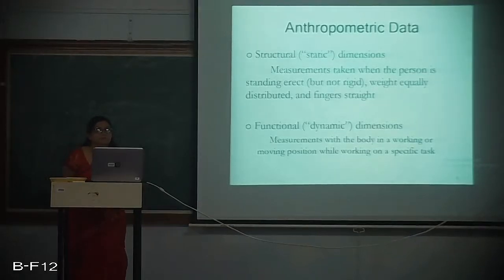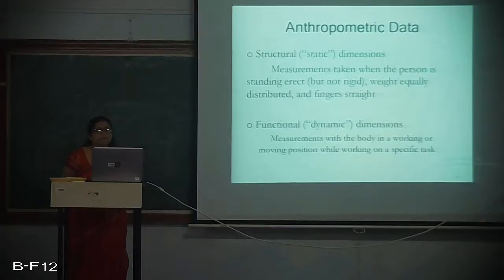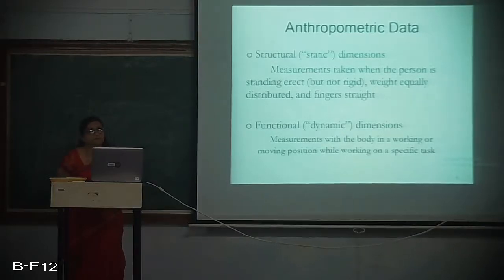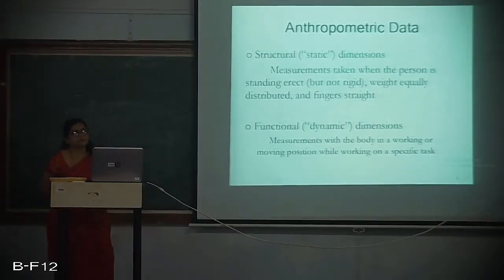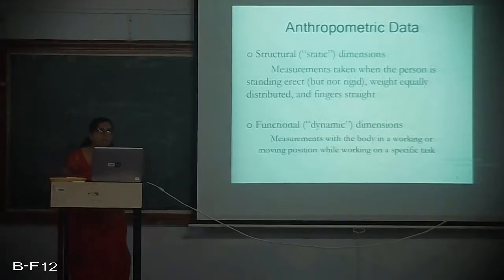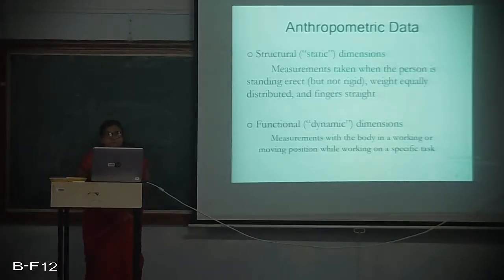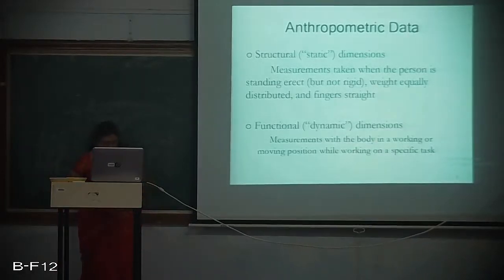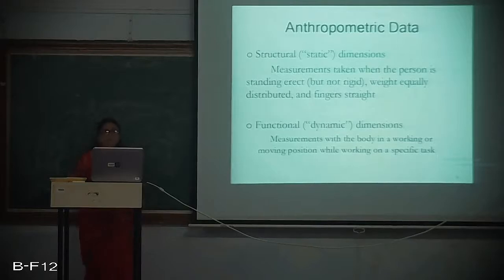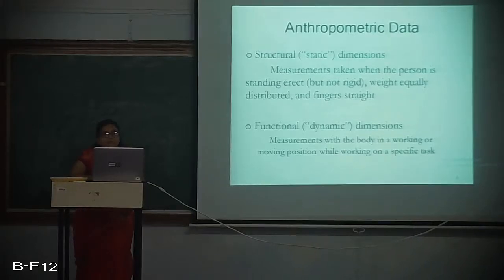One is structural or static dimensions, and this is where someone is standing tall with their weight equally distributed and their fingers are straight. And that's our classic anthropometric data that we take, but we also take dynamic dimensions where the body is working in a specific task. It's important that the interior designer consider body sizes of those using the space.